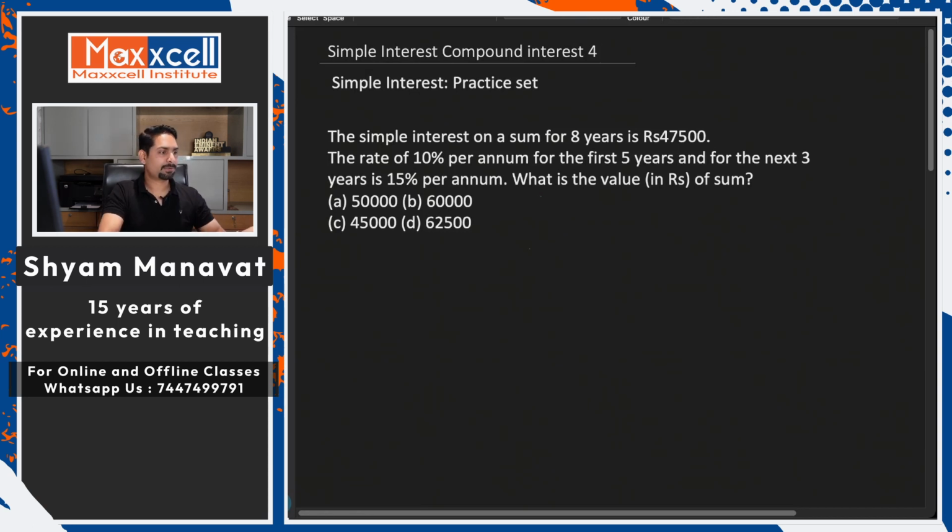Now the first question says the simple interest on a sum for 8 years is 47,500. The rate is 10% per annum for the first 5 years, and for the next 3 years it will be 15%. You need to find out the sum. Sum here means principal. Let's do it. I will directly apply the formula of simple interest. Let me write it for you in case you don't remember: PRT by 100.